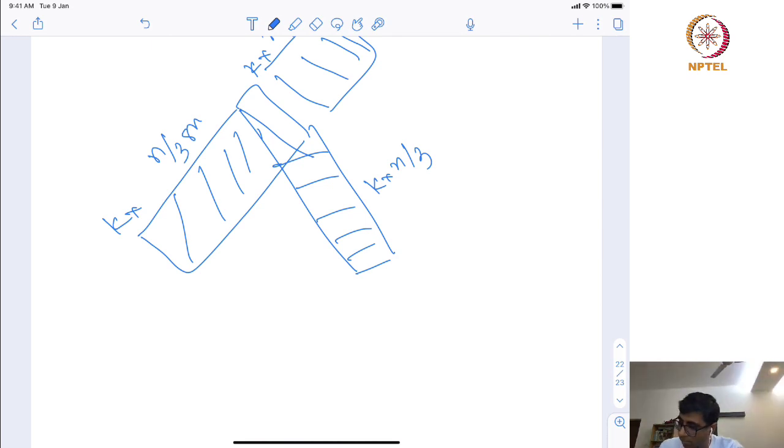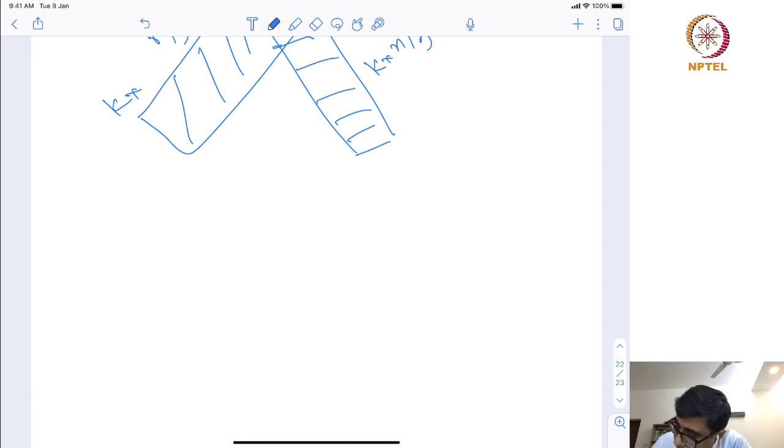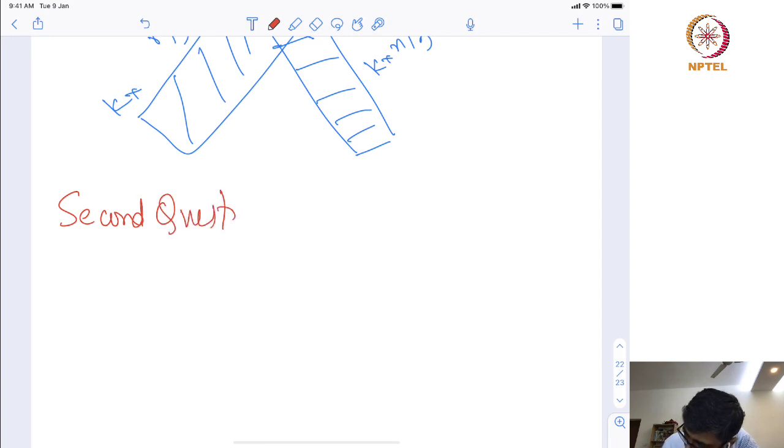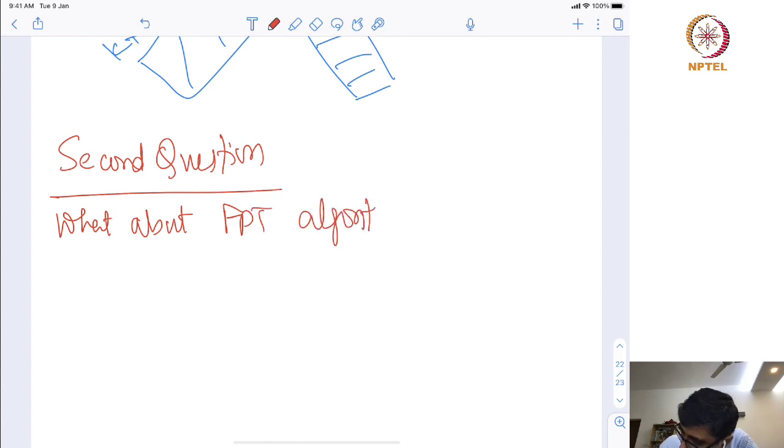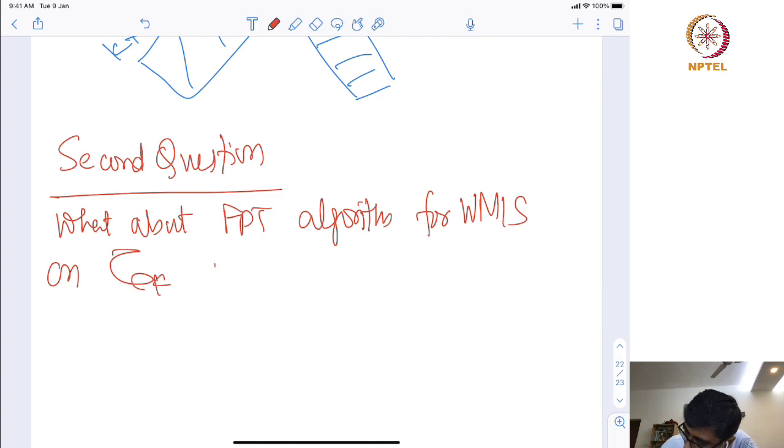But the second question that we wanted to resolve last time was the following. What about an FPT algorithm for, say, weighted max independent set on graphs? This is a very basic question. Before we answer it, let's try to do this.